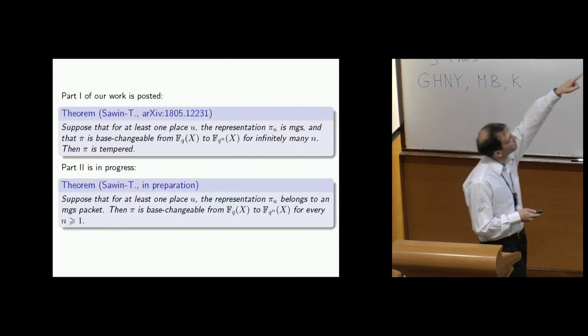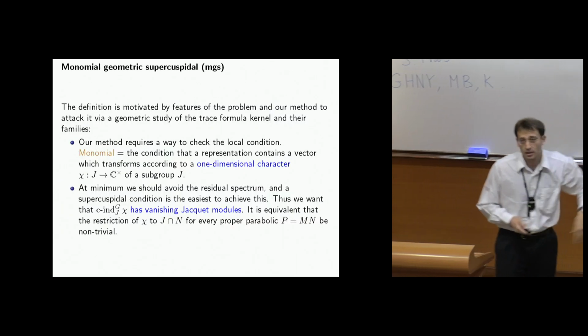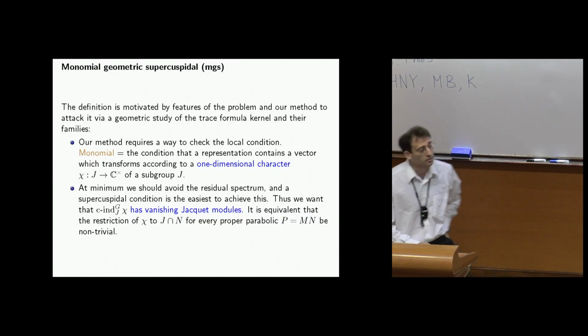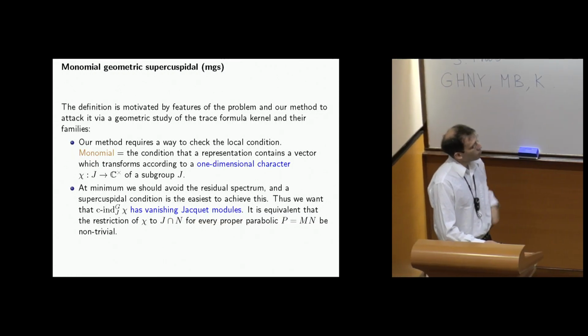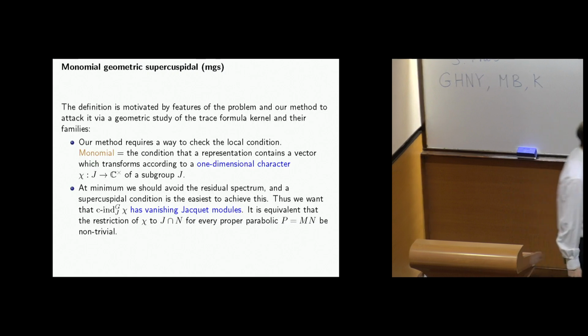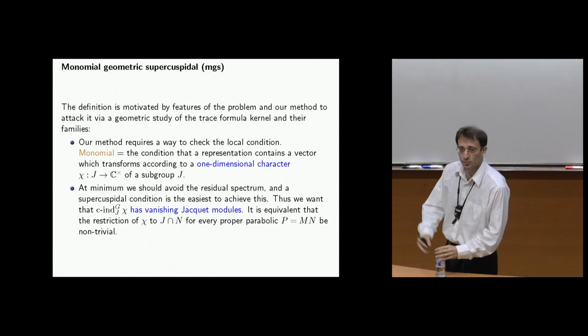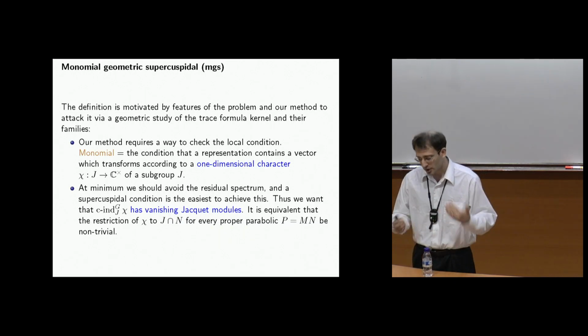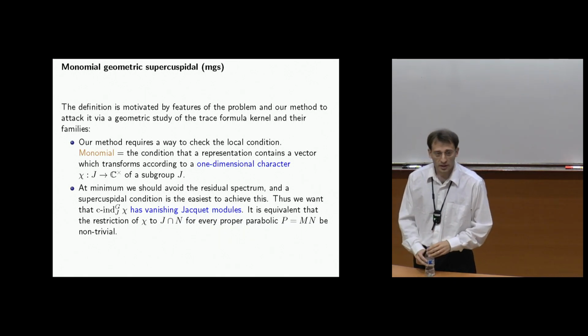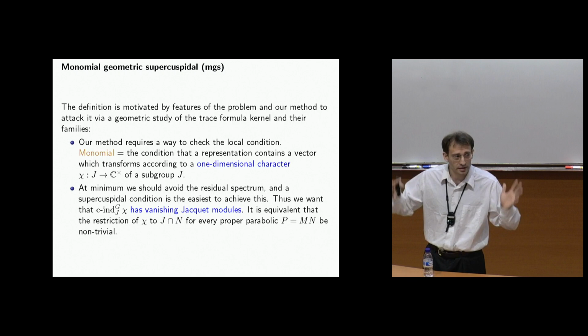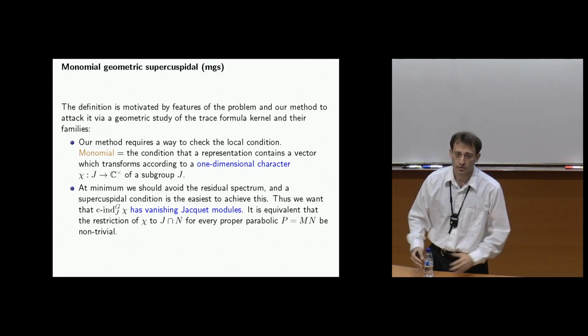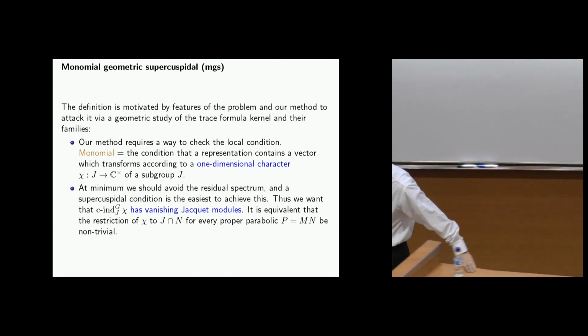So I owe you the rigorous definition of MGS. So let's go through this immediately. So we came to this a bit backward. I mean, we had an idea of what to do, and then we thought, what do we need for the kind of method to work? And then this isolated this class of representation.